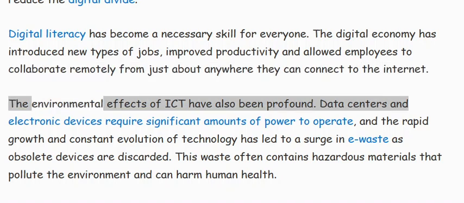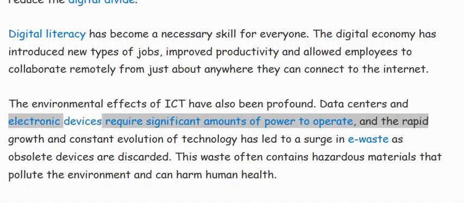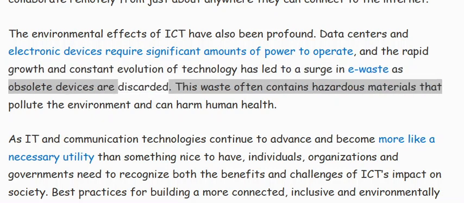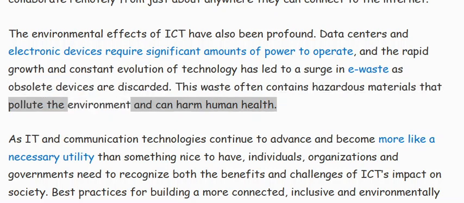The environmental effects of ICT have also been profound. Data centers and electronic devices require significant amounts of power to operate, and the rapid growth and constant evolution of technology has led to a surge in e-waste as obsolete devices are discarded. This waste often contains hazardous materials that pollute the environment and can harm human health.